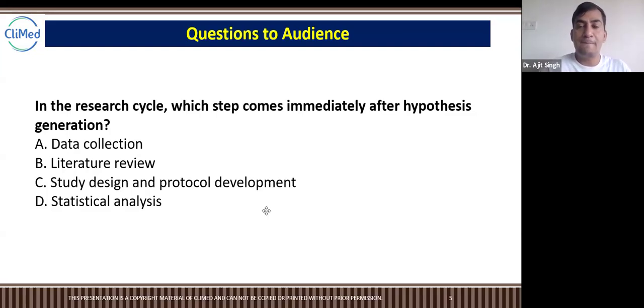Yes, guys. Who will answer this? Literature review. Okay. Anyone else? I think I have told you this in the last class also, what the research cycle is. We have talked about it a little bit, right? Okay. Literature review. Yes, okay. B. Somebody is saying C also.